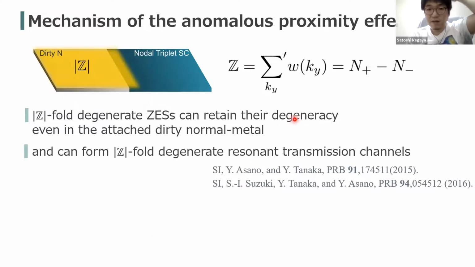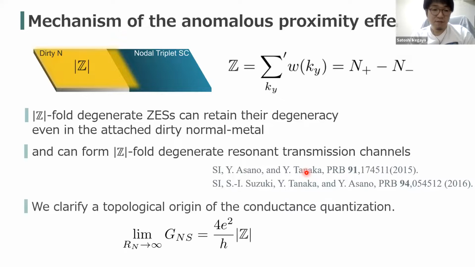So we have now proven that the Z4 degenerate zero-energy states can be stable even in the presence of potential disorders. Therefore, zero-energy states can retain the degeneracy even when penetrated into the attached dirty normal metal, and they can form Z4 degenerate resonant transmission channels there. And finally, we can clarify a topological origin, or microscopic mechanism, of the conductance quantization of the anomalous proximity effect. The explicit proof for this statement is given in this paper, so if you're interested, please check it.